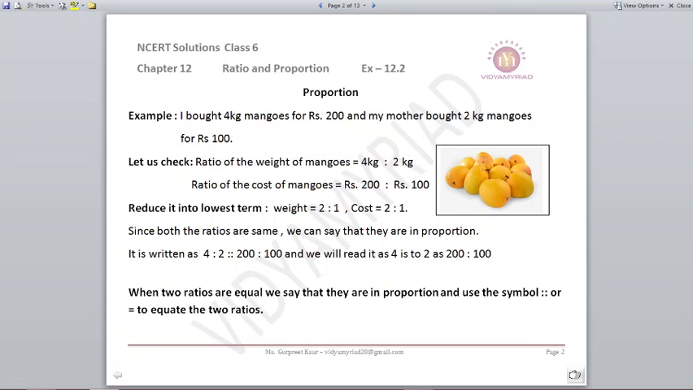So when both are same, that means the weight and cost are both coming in the same ratio, then we can either put an equal to sign also, or we can put double colons also to show that they are in proportion. So when two ratios are equal, we can say that they are in proportion, and we use the symbol of double colons or equal to equate the two ratios. Using this concept, we are going to do the exercise.